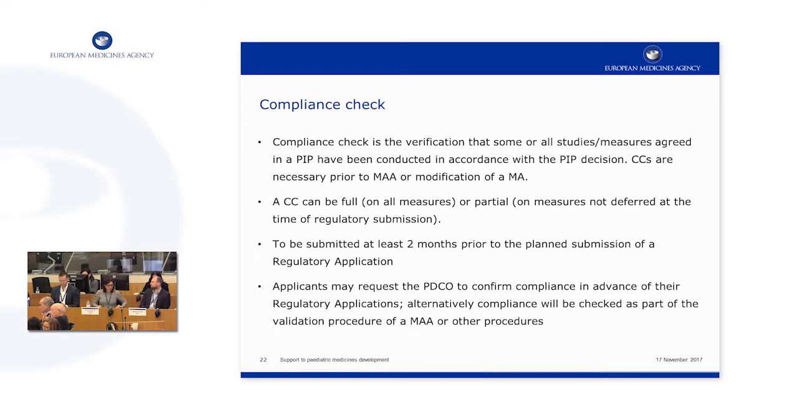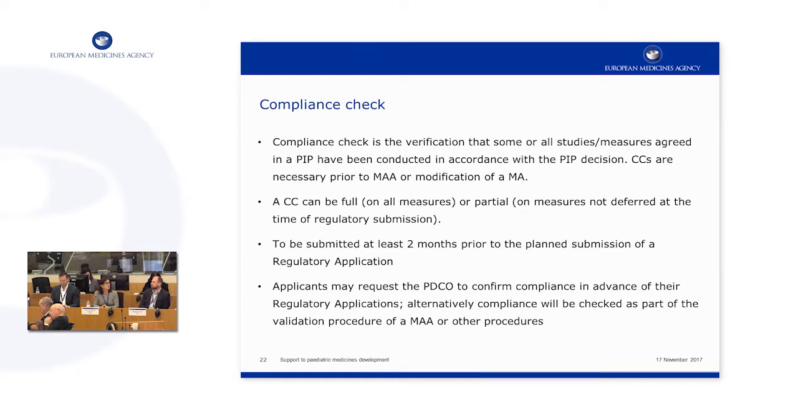As regards compliance check, a compliance check is the verification that all studies agreed in a PAP have been conducted in accordance with the PAP decision. Compliance checks are necessary prior to marketing authorization application or modification of a marketing authorization. A compliance check can be either full when it's done against all measures, or partial when it's only done on the measures that are not deferred.